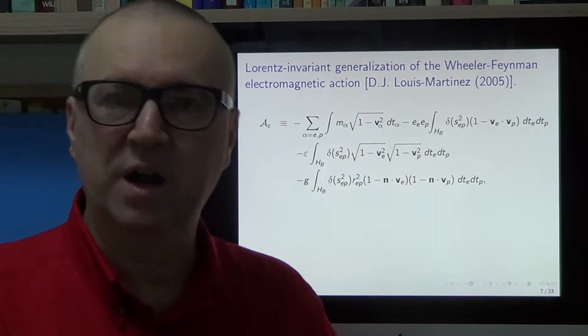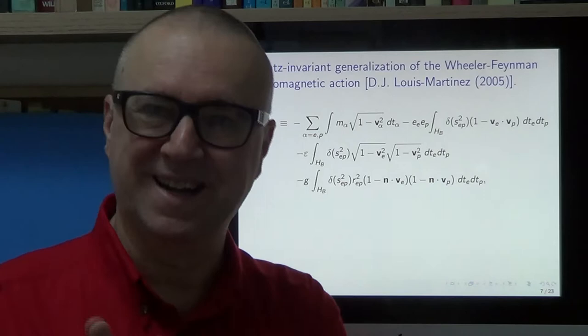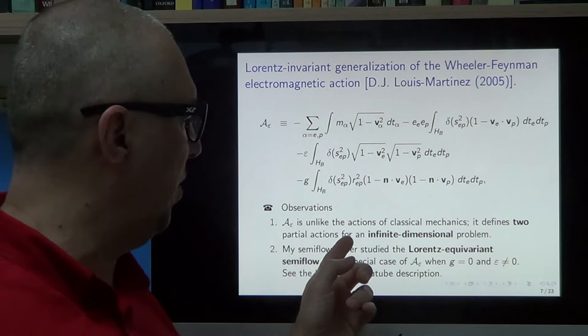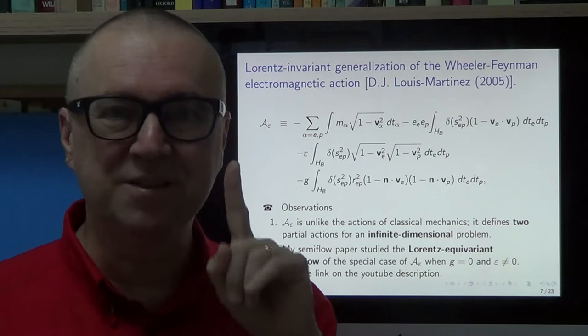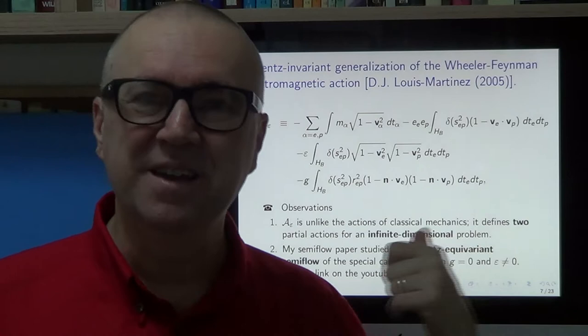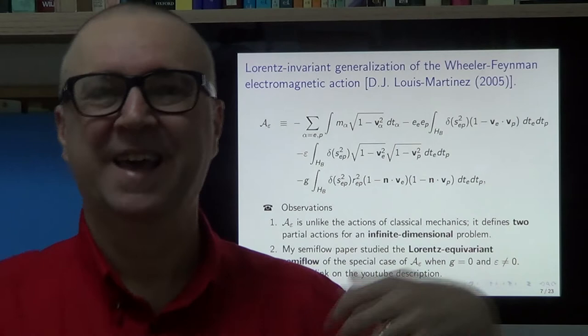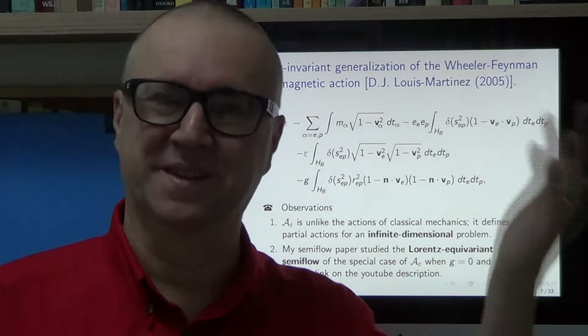They are not the same. In your book of classical mechanics, they are the same. They are not the same here. And observations: A epsilon is unlike the actions of classical mechanics. It defines two partial actions for an infinitesimal problem. In your book of classical mechanics, when you see electron and proton, you are going to get an ODE out of it. Here, you need segments of trajectory, and it's an infinitesimal problem. So, more complicated than your Schroedinger equation. So, if you think that this is classical and your Schroedinger equation is fancy because somebody taught you in a later course, watch for it, okay?